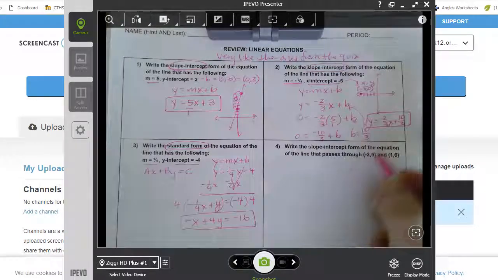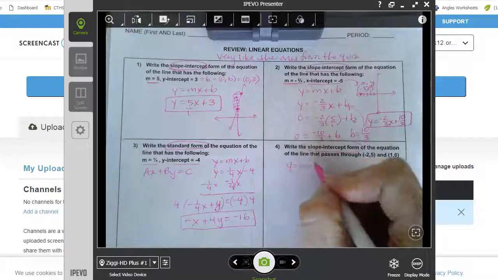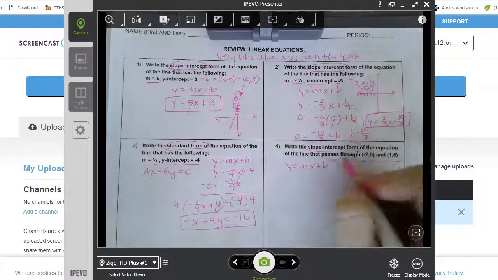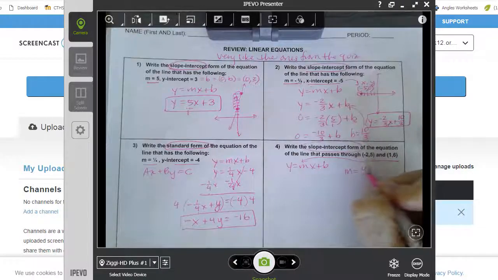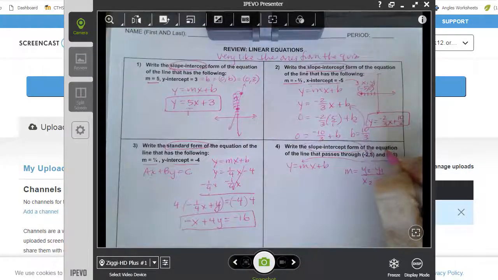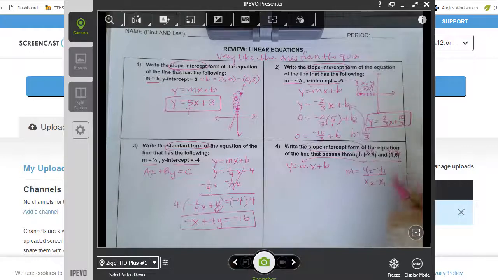Okay. Number 4, slope-intercept form again. Y equals mx plus b. It's passing through 2 points. If I have 2 points, I can find slope, because slope is the difference in my y-coordinates over the difference in my x-coordinates. I'll do a little labeling. I'm going to use my values here. So I've got 6 minus 5. I've got 1 minus -2. Okay. 6 minus 5, just 1. 1 minus -2 is the same as 1 plus 2. So my slope is 1/3.